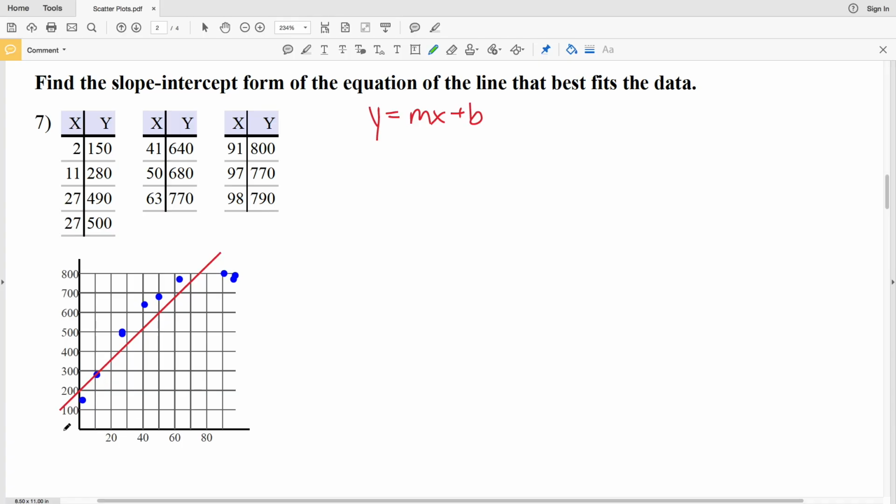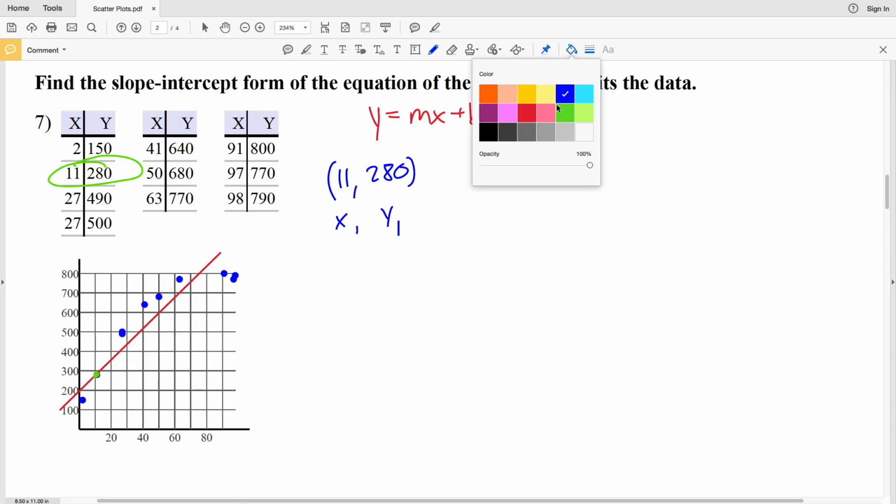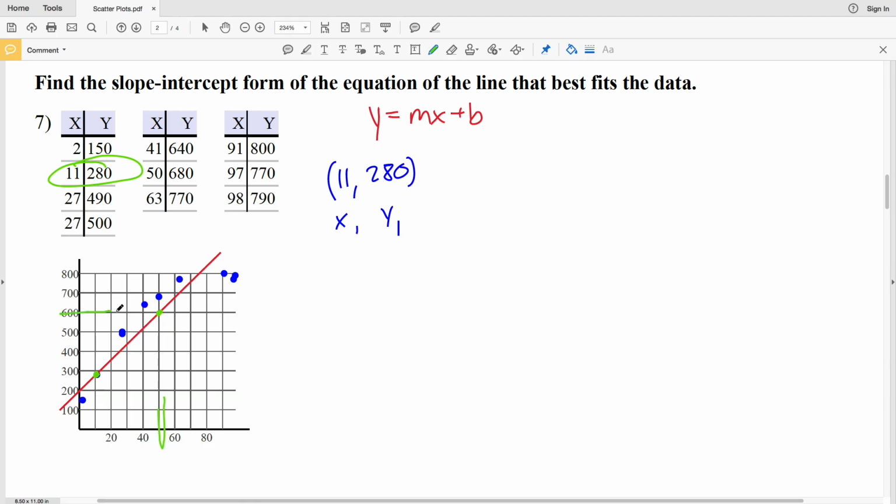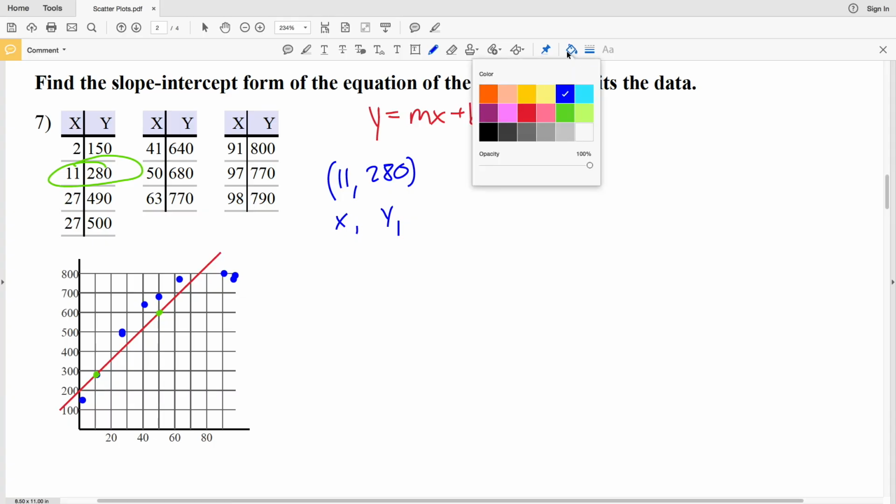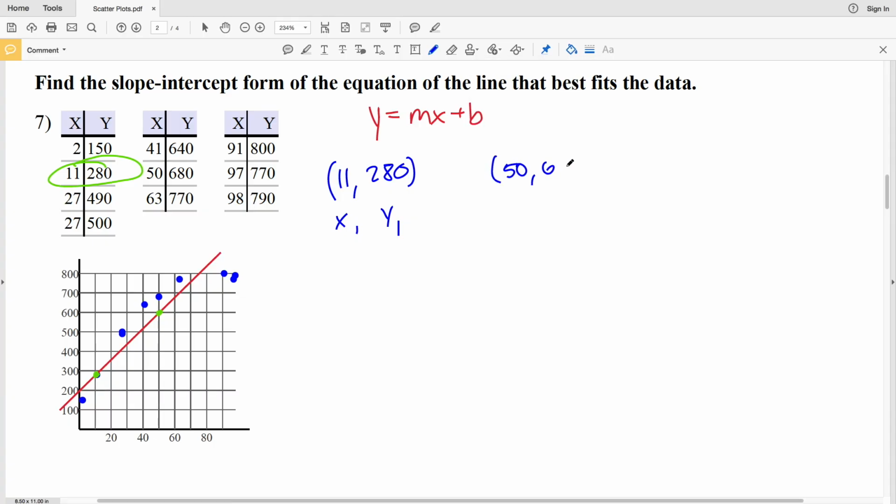As you can see, my line goes through one of the data points, and that point was (11, 280). So (11, 280) is going to be x1 and y1. Another point, you can see that my line goes through (50, 600). So the next point that I'm going to use is (50, 600). This is x2 and y2. We only need 2 points in order to create that line of best fit, because 2 points will help us form a line. So first, let's focus on that slope.